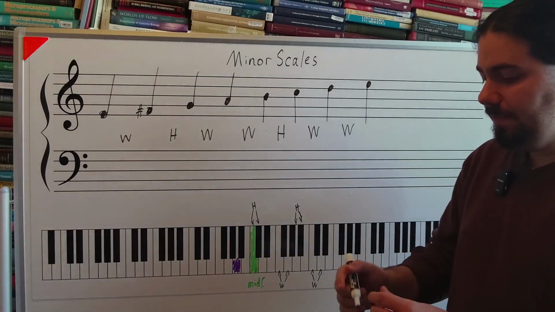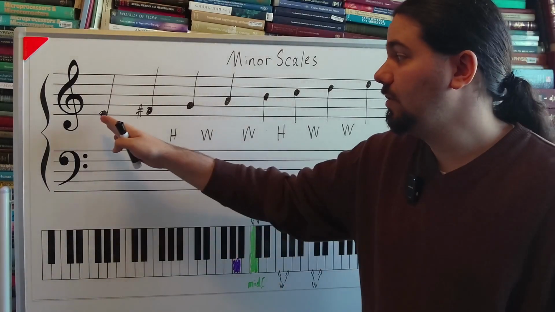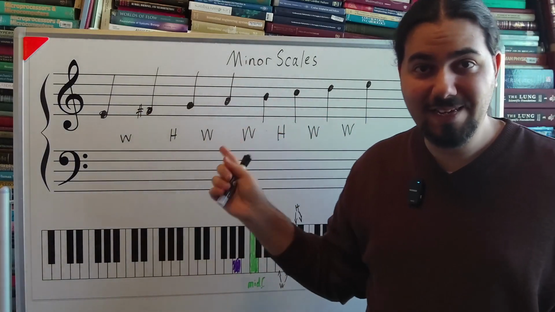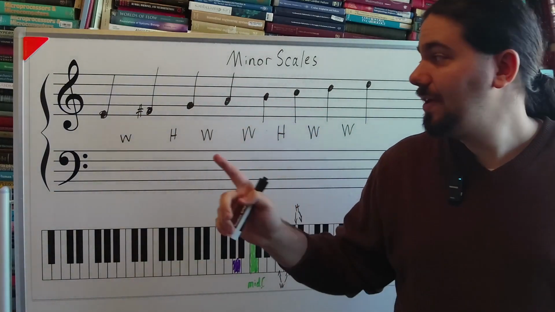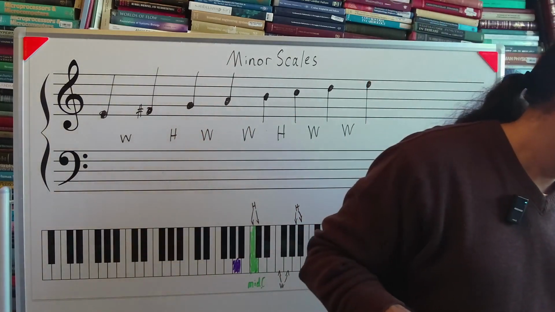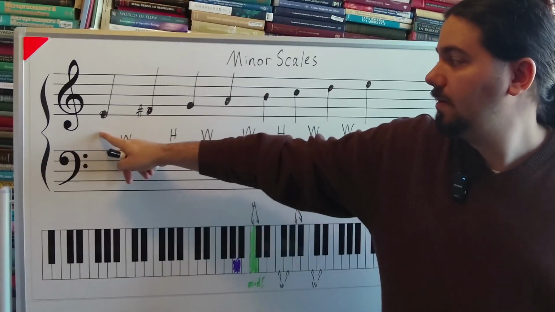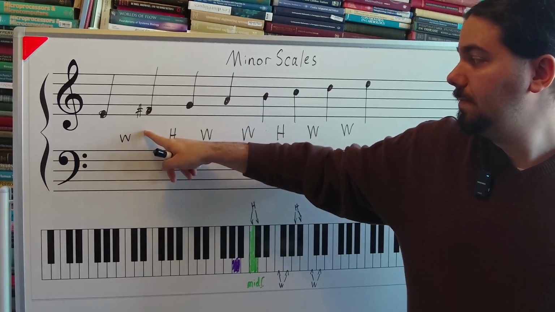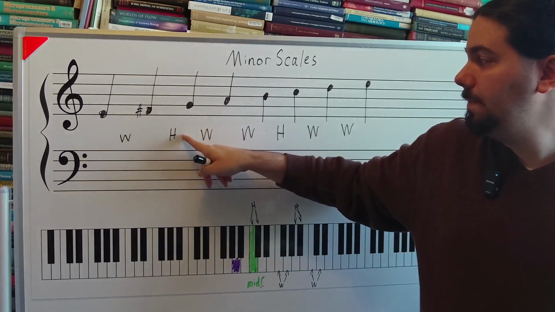So now I'm going to do the same thing that I did with A minor, and I'm going to go through the pattern and each note in the E minor scale. Then I'm going to show you how to translate this into a minor key signature. So we start on E. Whole step up is F sharp. Half step up is G.